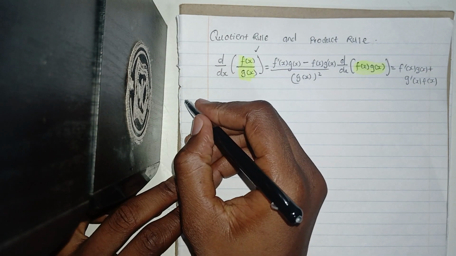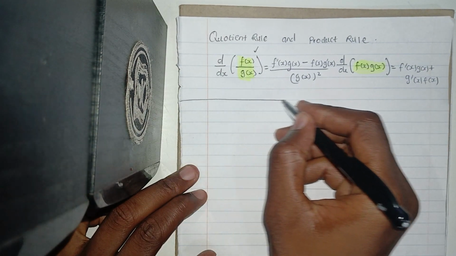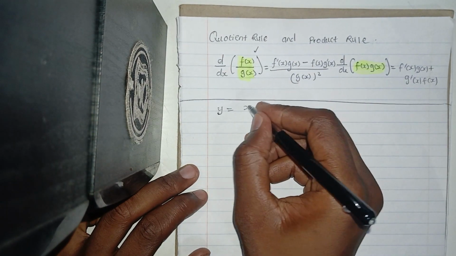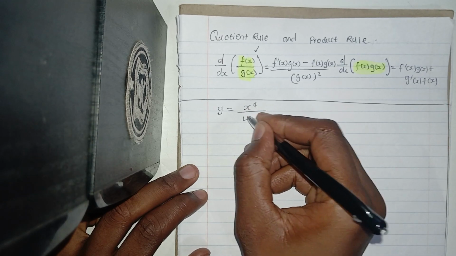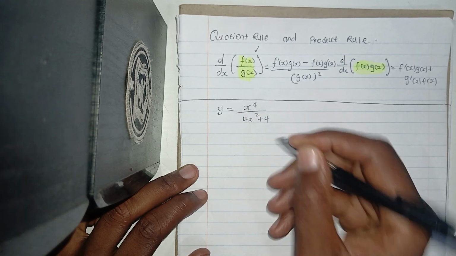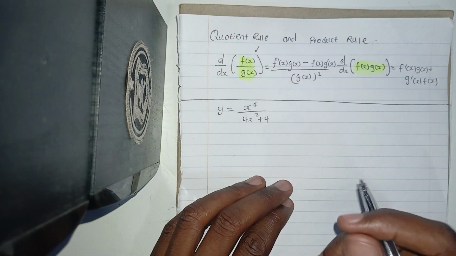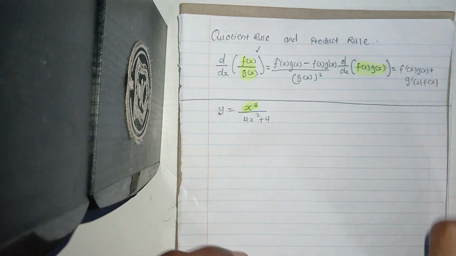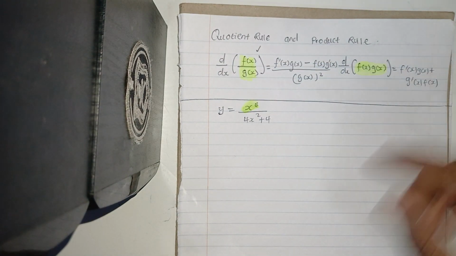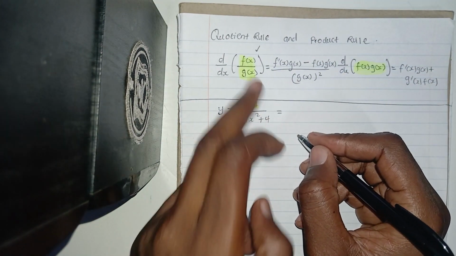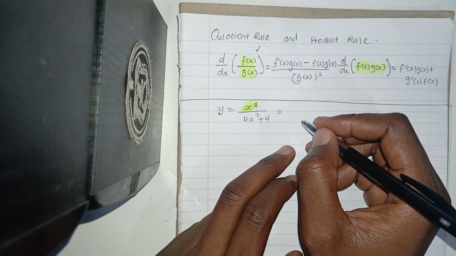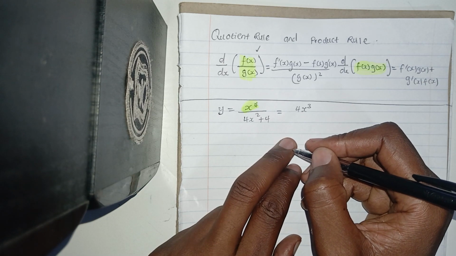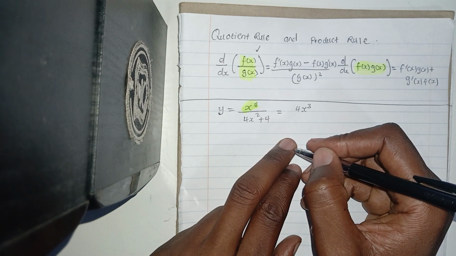Okay, we can just start doing an example of the quotient, right? Just y is equal to x^4 over 4x squared plus 4. All right, how do we go about this? That means this 4 here is actually the same as f of x. So we have to derive this x to the power 4 into 4x to the power 3, because the derivative of x to the power 4 is actually 4x to the power 3.